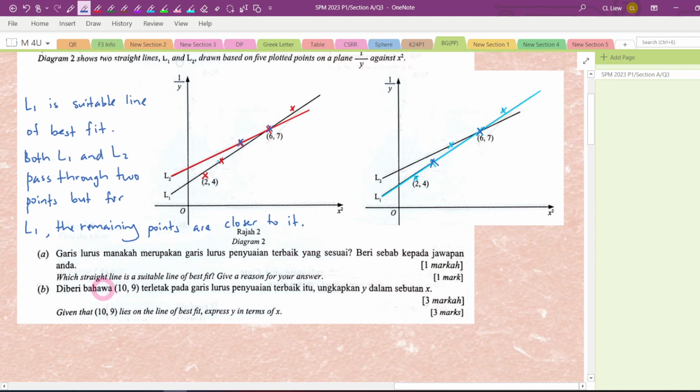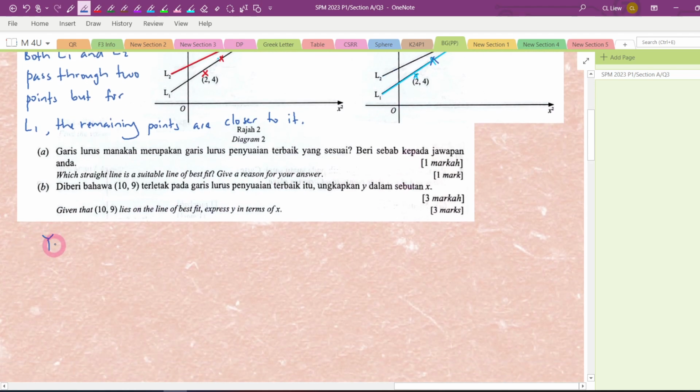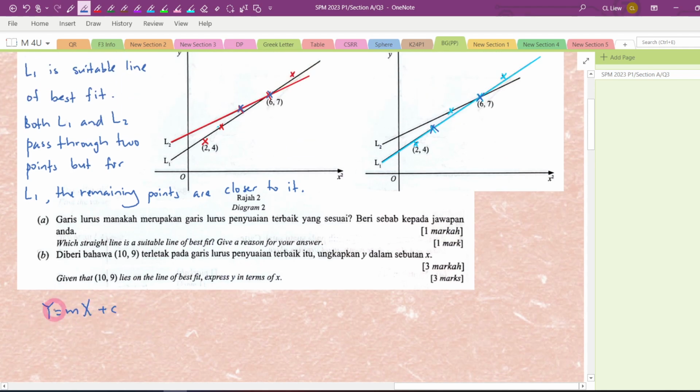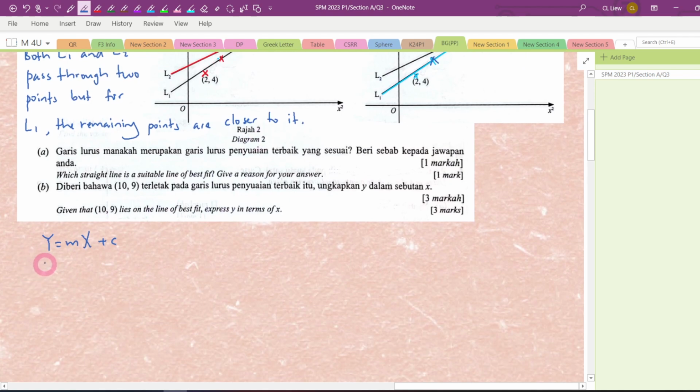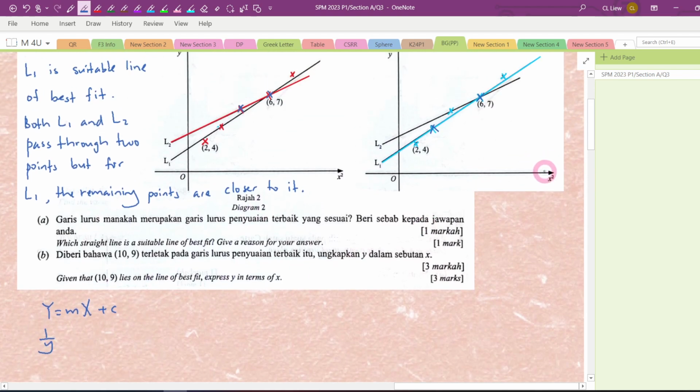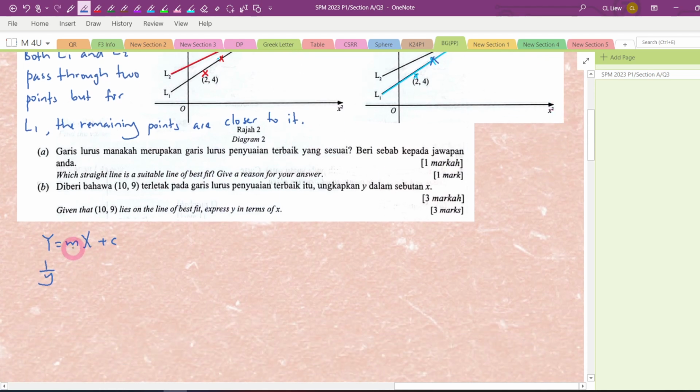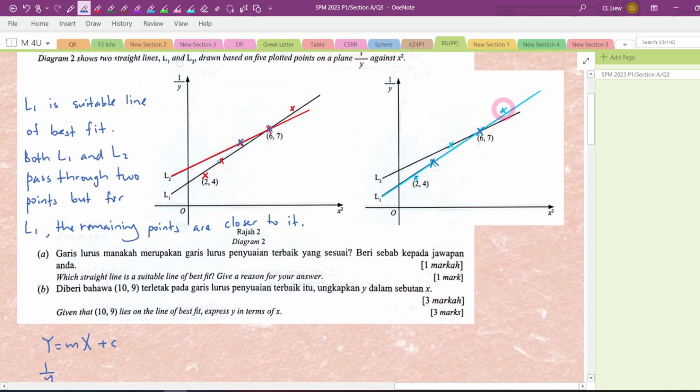Now how about part B? Given that (10, 9) lies on the line of best fit, express y in terms of x. So we want to make y the subject. Y equals mx plus c. In this situation, the big Y here is actually 1 over y, and the big X here is actually x squared.